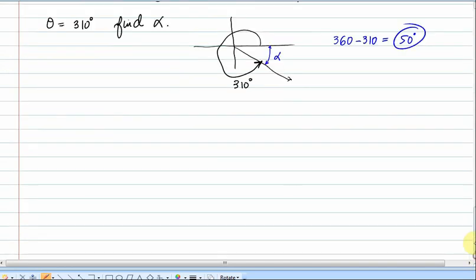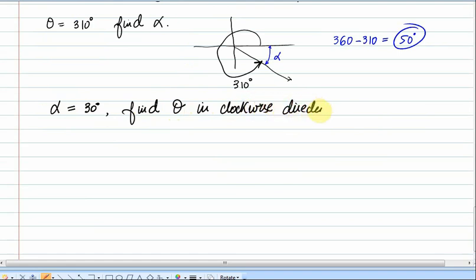Now, last question of today's class, and the question says alpha is equal to 30. Find theta in clockwise direction. So first you need to do it by yourself and then I will explain.